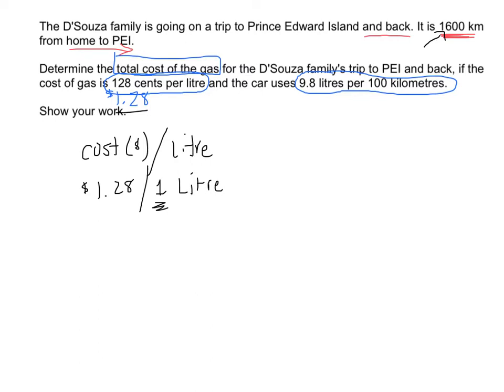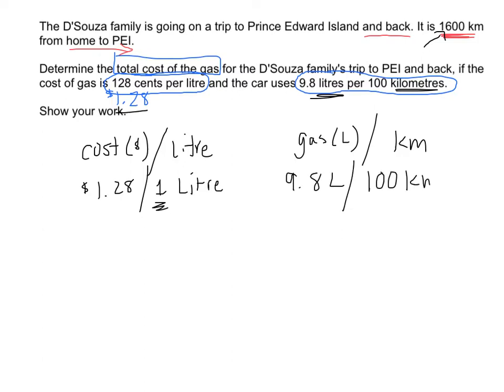Do we have another relationship here? Yes, we're also looking at the amount of gas used in liters in relation to the distance that the car travels in kilometers. So what is that rate? It is 9.8 liters for every 100 kilometers. Do we know what this is as a unit rate? Do we know how much gas the car uses for every 1 kilometer? No, but that's what we're going to find today. Why do you think it would be helpful to determine how many liters the car uses in 1 kilometer?